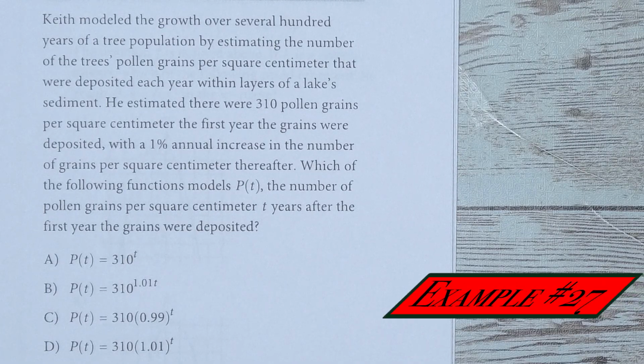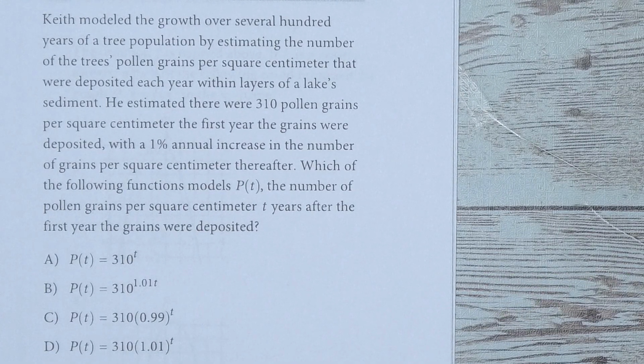Keith modeled the growth over several hundred years of a tree population by estimating the number of the tree's pollen grains per square centimeter that were deposited each year within a layer of a lake's sediment. He estimated there were 310 pollen grains per square centimeter the first year the grains were deposited, with a 1% annual increase in the number of grains per square centimeter thereafter. Which of the following functions models P of T, the number of pollen grains per square centimeter, T years after the first grains were deposited?